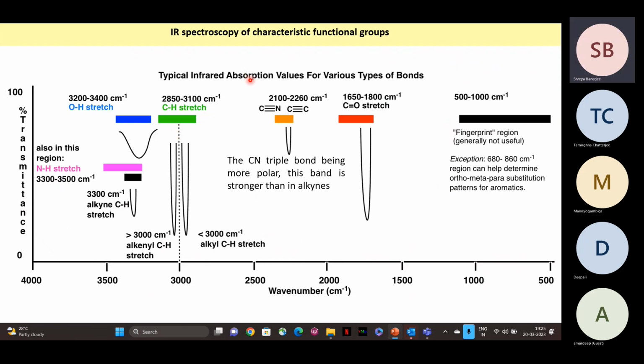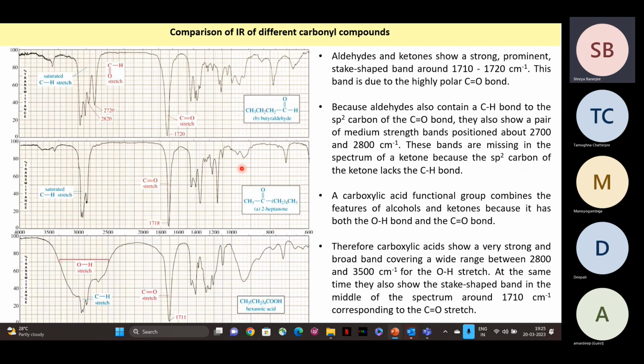These are the characteristic IR frequencies of different functional groups, and you can remember the main ones like the carbonyl and the alcohol and the nitrile, and this will help you interpret the spectra. We will look into some example IR spectras. So this is the IR of different carbonyl compounds. One is aldehyde, which is a CHO group. This is ketone, which is a CO surrounded by C on both sides. And this is a carboxylic acid, which is COOH.